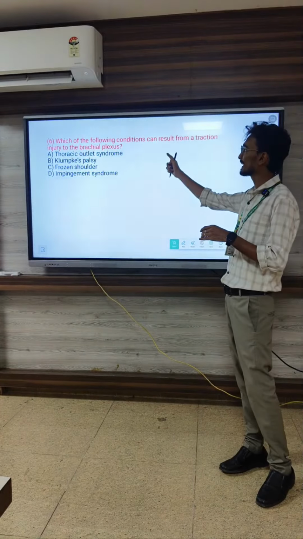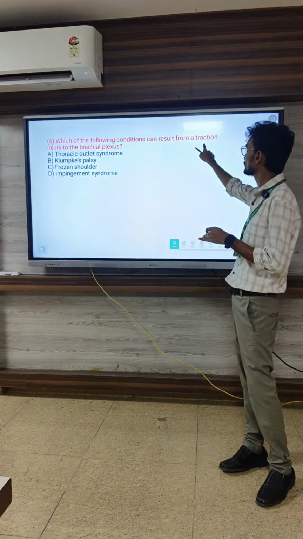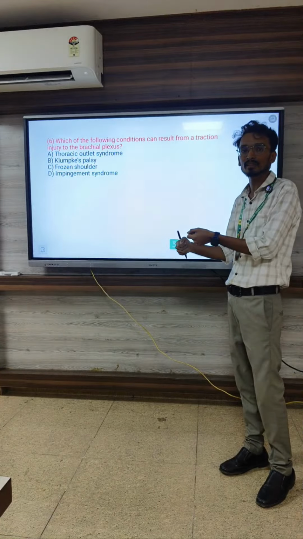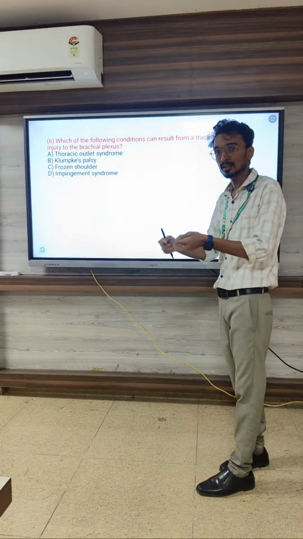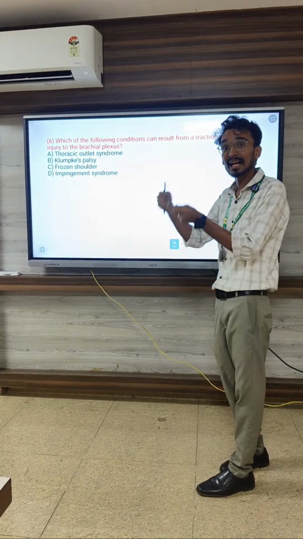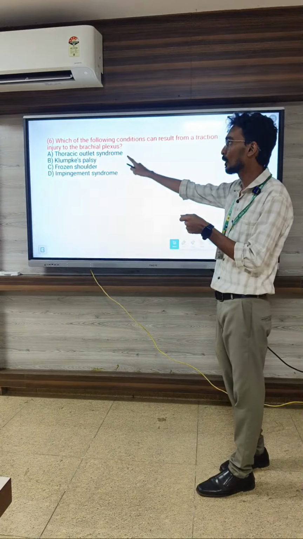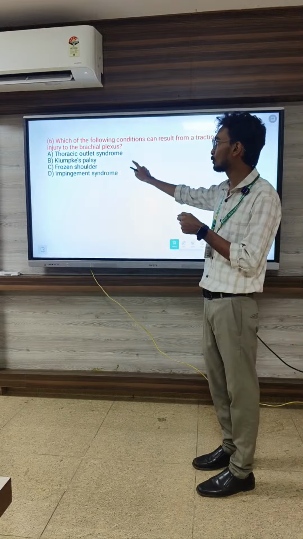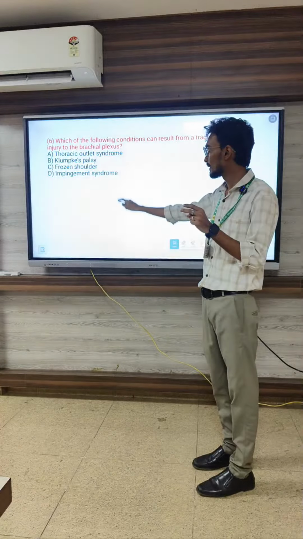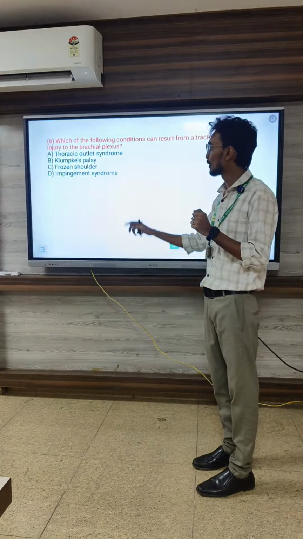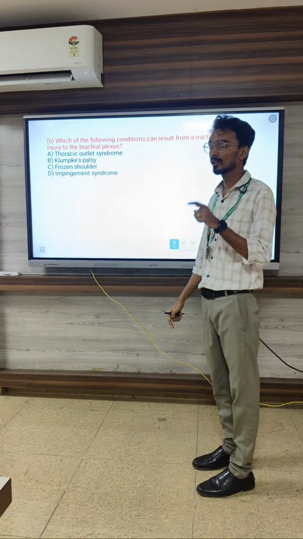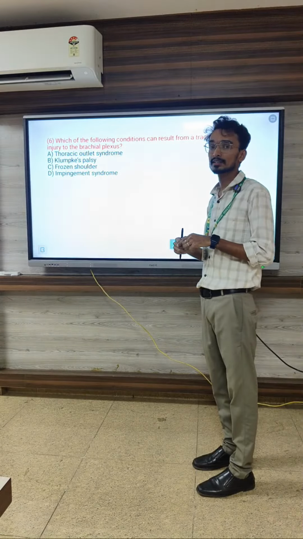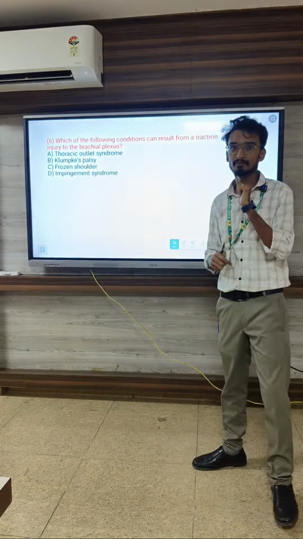Which of the following conditions can result from traction injury of the brachial plexus? There are many types of injuries. I am particularly asking about traction injury of the brachial plexus. Option A, thoracic outlet syndrome. Option B, Klumpke's palsy. Option C, frozen shoulder. And option D, impingement syndrome. Have a glance. We'll come to the answer.